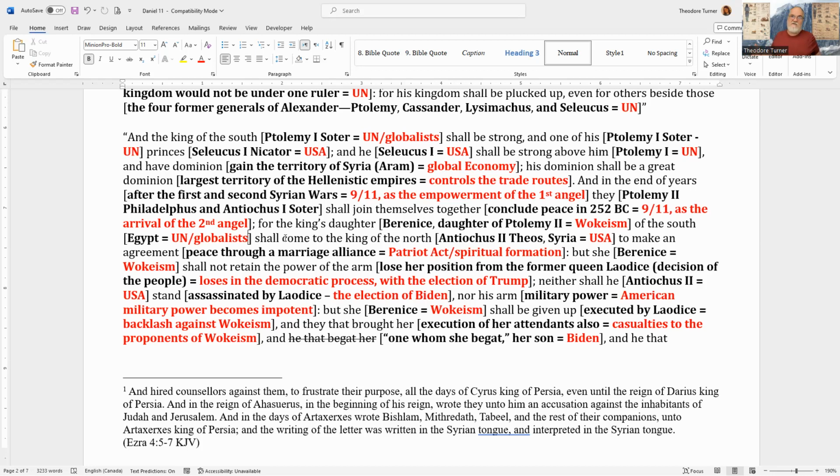Any thoughts on that? So this is one of the things that we're struggling with a little bit, seeing if this makes sense, that Laodice represents this. Now she could represent something else. Like she could maybe represent the Constitution.